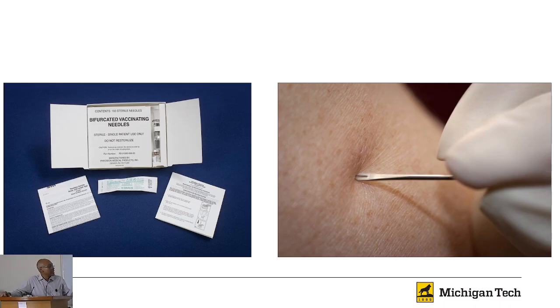So these are the kind of needles they used, the bifurcated vaccination needles. I think many people here don't know those. You take those needles with the vaccinia, and then you put it into the dermis and make a scar there. That makes some injury to the skin and leaves a scar, and that's how the vaccination happens.